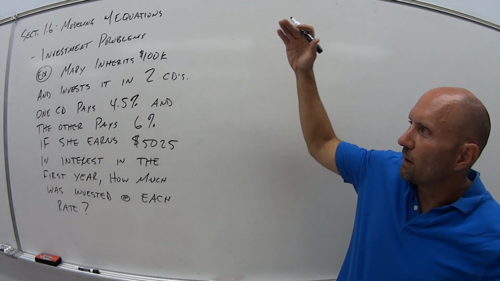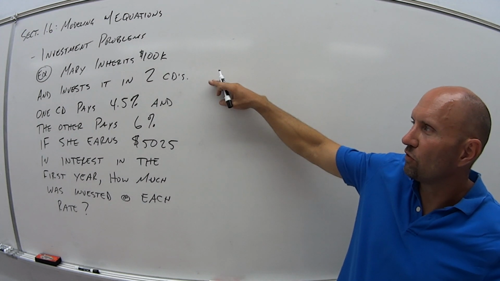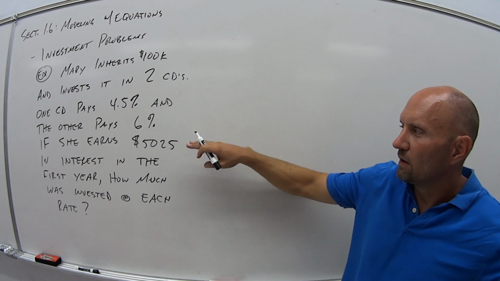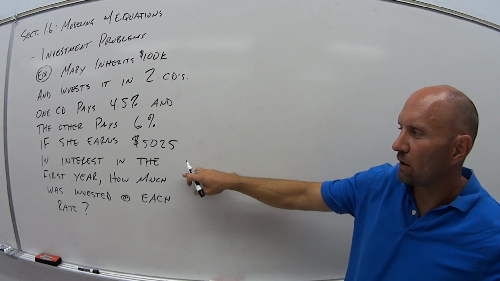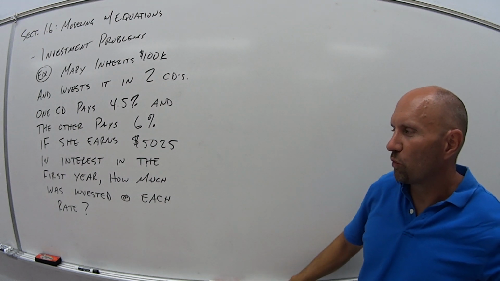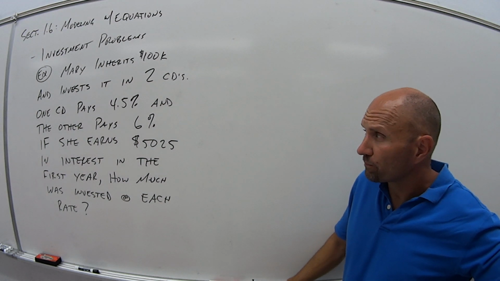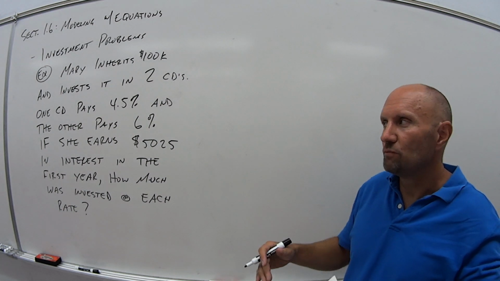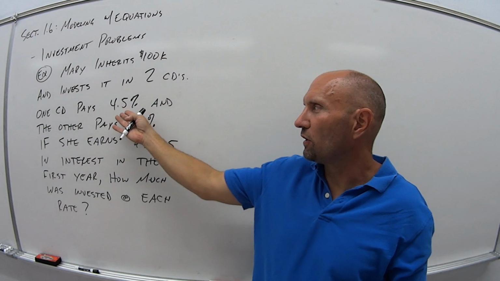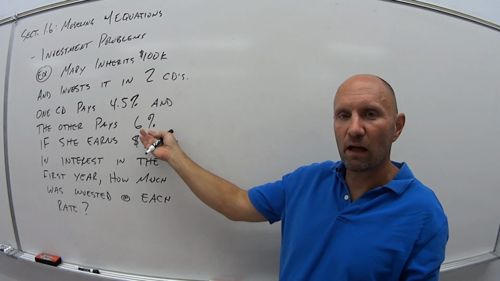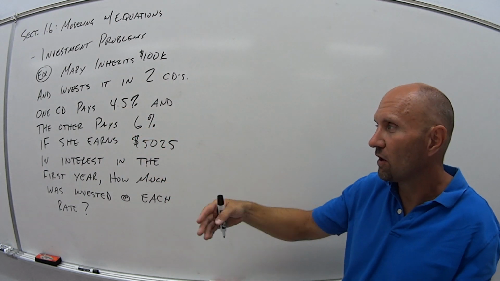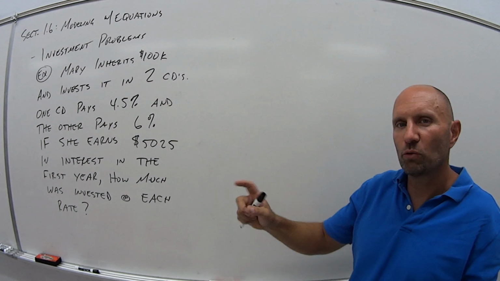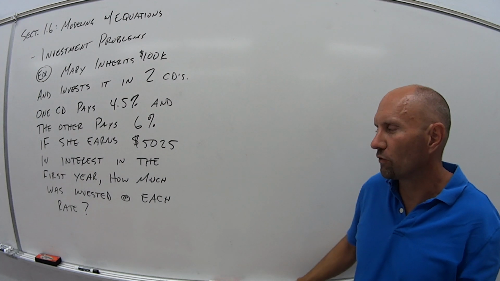So let's read through here. Mary inherits $100,000. She invests it in 2 CDs. One pays 4.5%, the other pays 6%. She's going to earn $5,025 in the first year. How much was invested at each rate? So think about what she's doing. She has this money. Maybe she put $20,000 in the 4.5% and $80,000 in the 6%. Would that have equaled $5,025 at the end of the year? That's what we're trying to figure out. What are those 2 amounts?